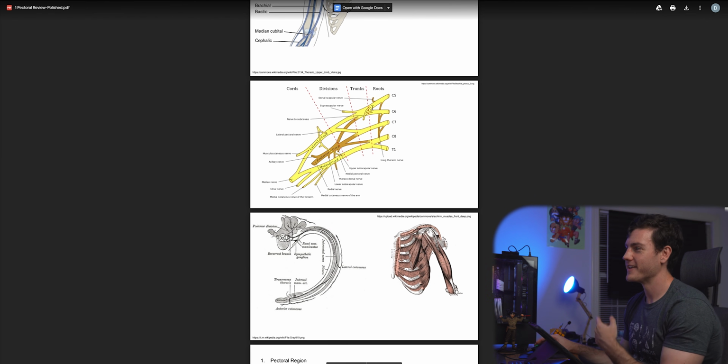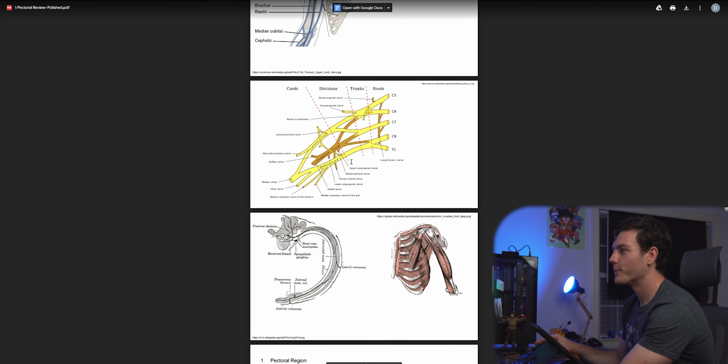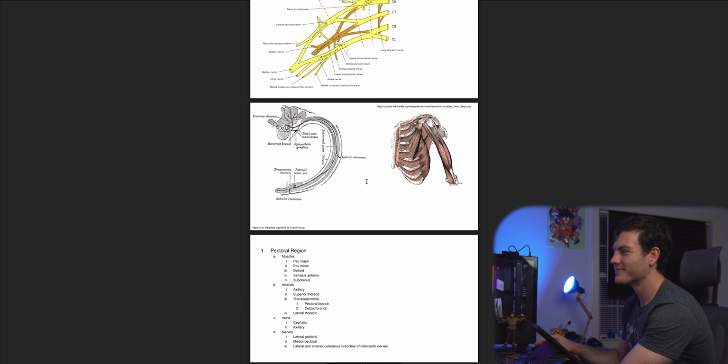Oh, I remember this right here. This right here is the brachial plexus. But once you get it down, it's not too bad. It just looks like a mess initially, especially in the body. But once you know C5 through T1, and then you divide between your roots, trunks, divisions, and cords, and you have your musculocutaneous, your axillary, median nerve, ulnar, radial. It's all coming back to me.